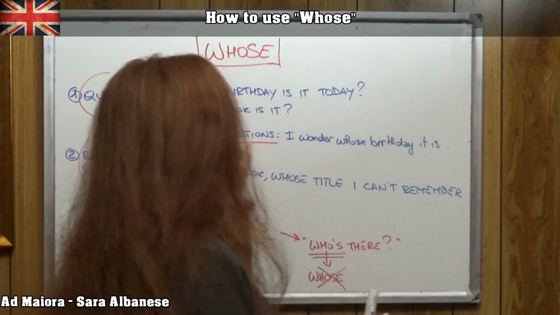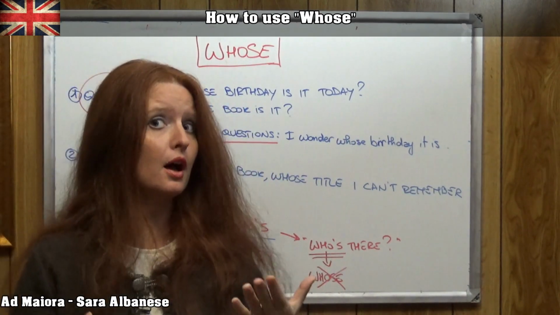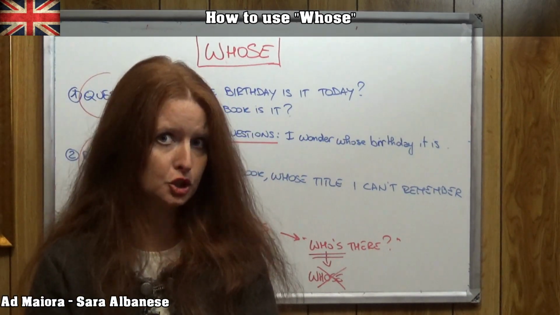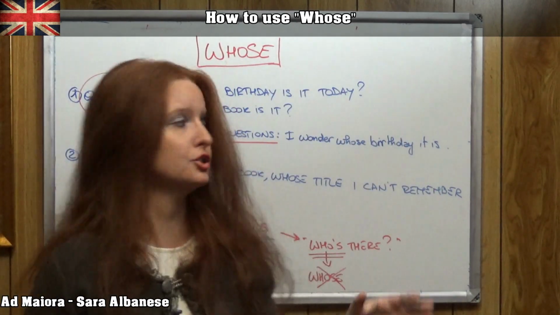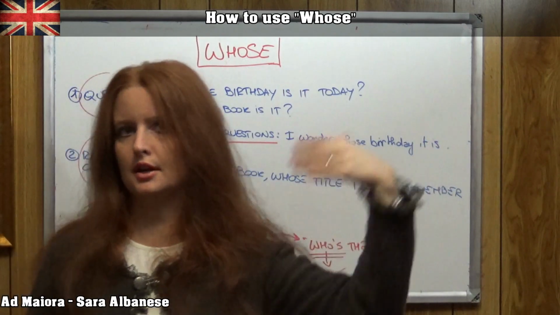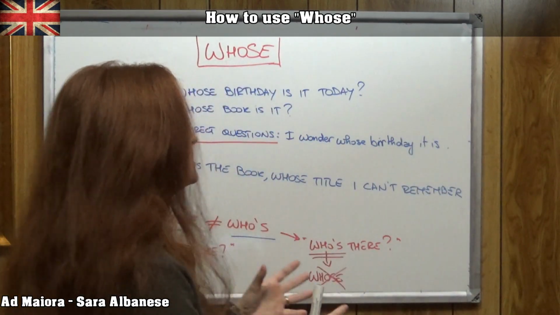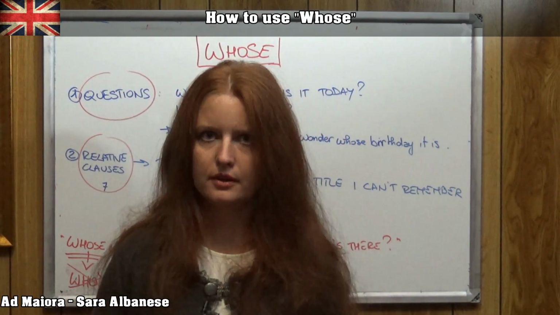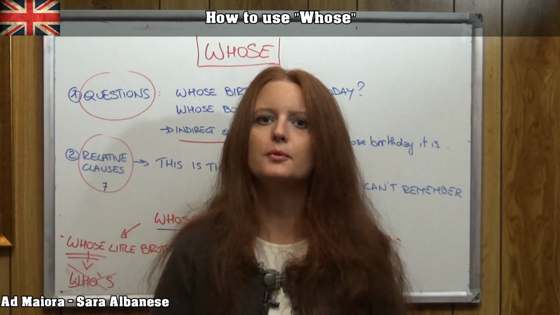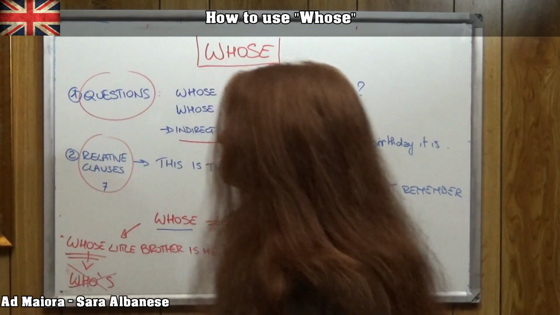And whose is always together, always close to the noun I'm talking about, to the noun I'm referring to, okay? The rest of the sentence is quite normal, okay? It's a question, so they have the verb, then the subject, and the rest of the sentence, okay? So whose birthday is it today? Whose birthday? Okay, I'm asking about this birthday. This birthday belongs to someone, but I don't know to whom.